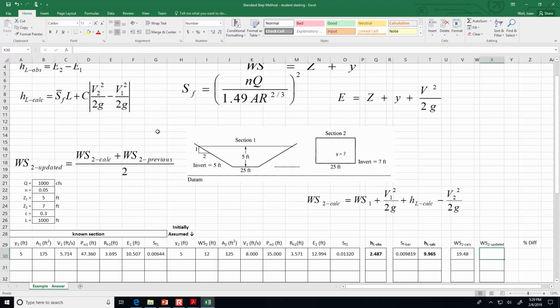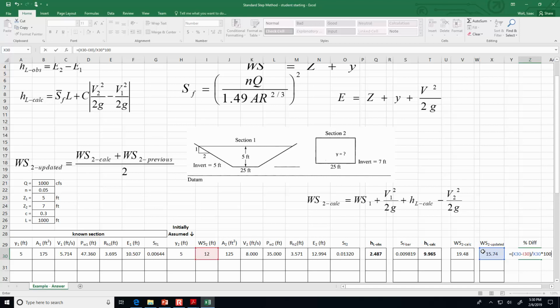This updated value is going to be the average of the two. So the updated water surface is our initial guess of 12 plus this updated guess of 19, divided by 2. And so we've split the difference now. We have an updated guess of what the water surface might be. And just so that we can keep track of how close things are getting, let's calculate the percent difference between our initial guess and the updated one. So the percent difference equals the updated minus the initial, divided by the updated, times 100. So that'll give us the percent difference.